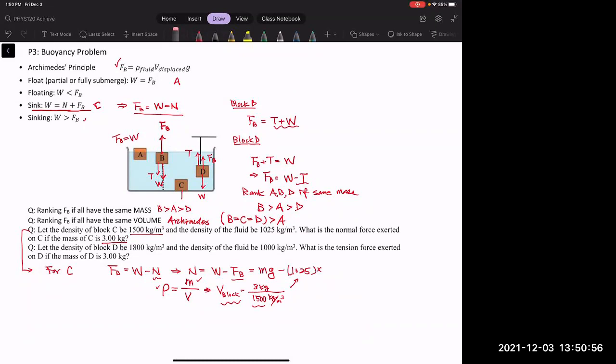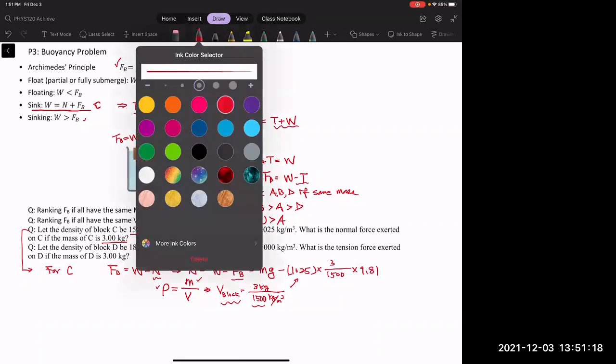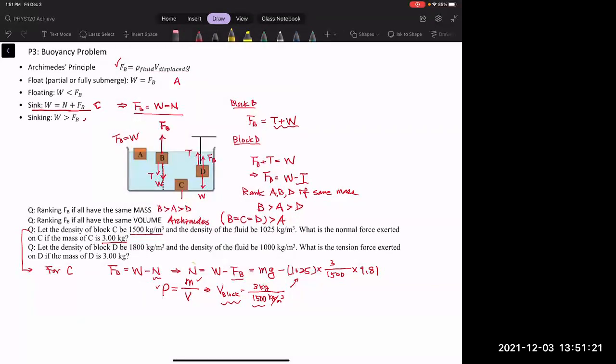Rho V, yeah, the V is that one. So V is 3 divided by 1500. And the G is 9.81. Okay, so with this one here, then you can find out the answer of your N. So this N here is equal to these things over here. And then you can do the calculation.